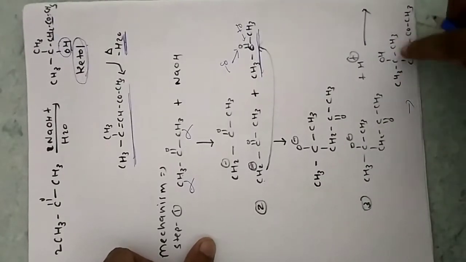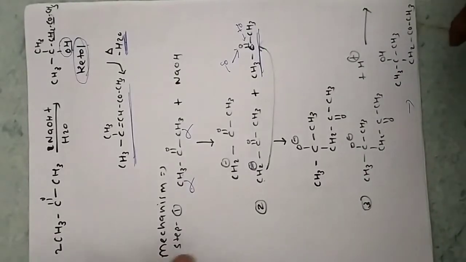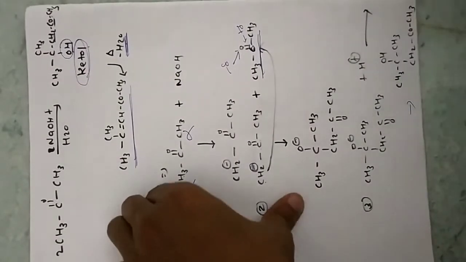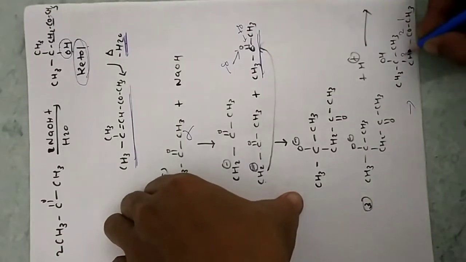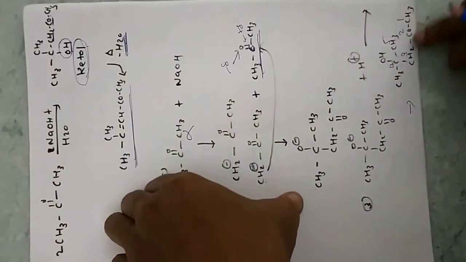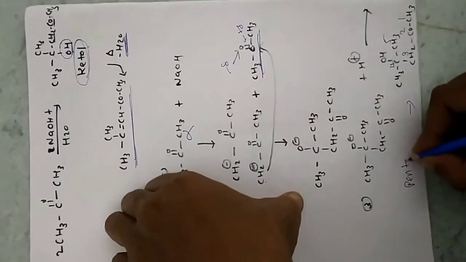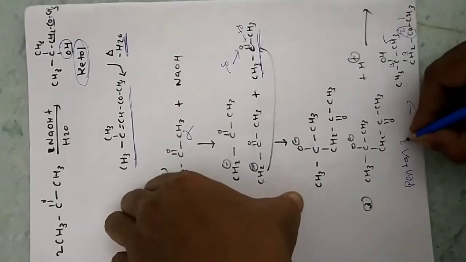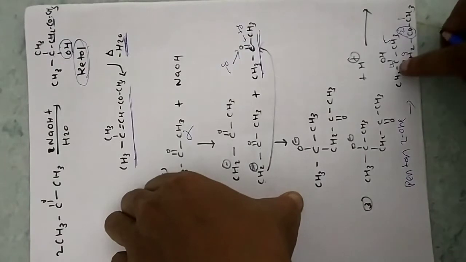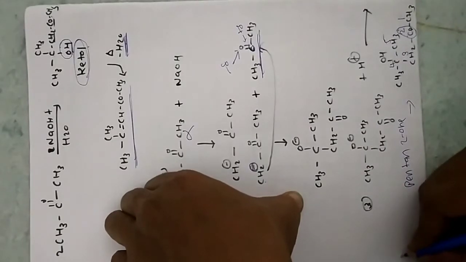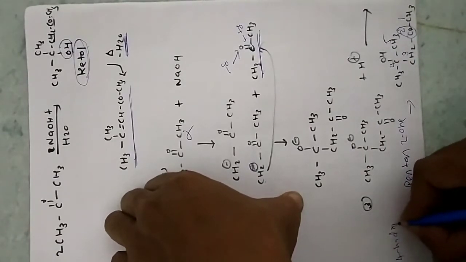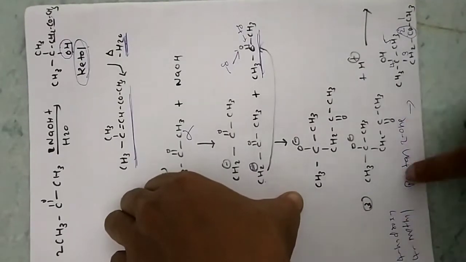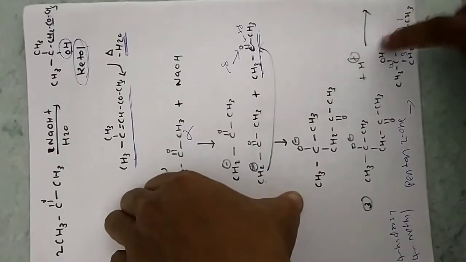If you want to name this compound, what will be the IUPAC name? You can see, you have to select the longest chain first: first, second, third, fourth, fifth, means it is pentane. At the 2 number we have ketone, so 2-one. On the 4th number carbon we have a methyl group and a hydroxyl group. So 4-hydroxy, 4-methyl, pentane, 2-one. That is the IUPAC name of this intermediate.